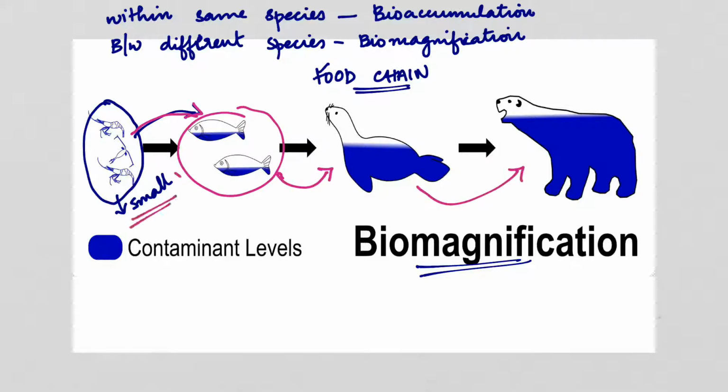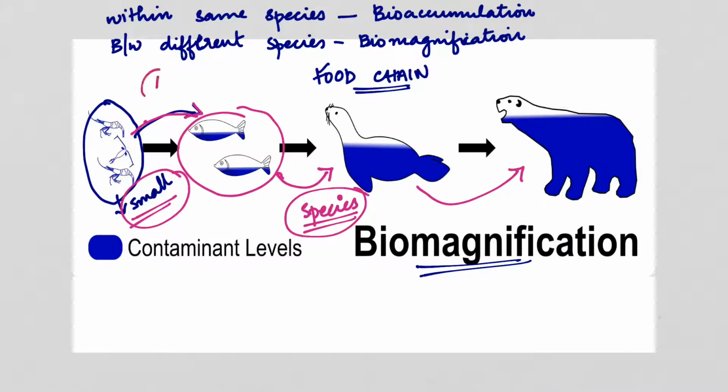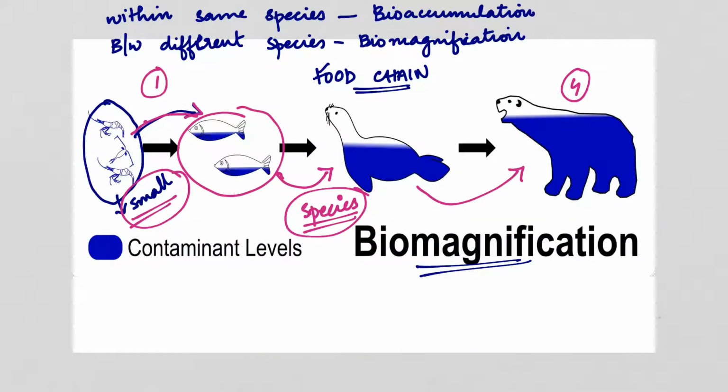So from the first level to the last level, there is a transfer of these pollutants between the species. That's why we have seen the conditions. They are long-lived: from the first level to the fourth level, they have to live long. Second, they should be mobile; they have to move from one level to the next, then to the next. Soluble in fats, only then can they be carried away from one species to the next. Next, it should be biologically active. All these conditions are met in biomagnification.